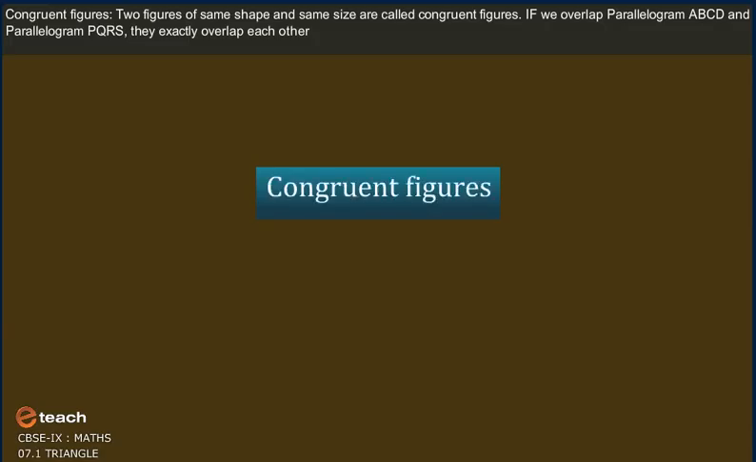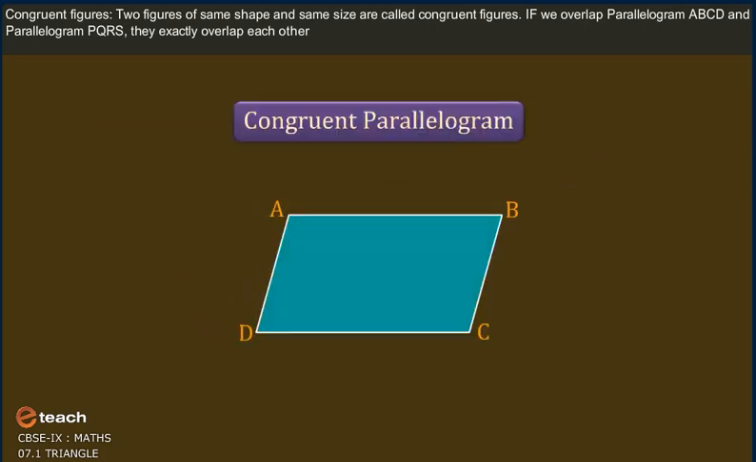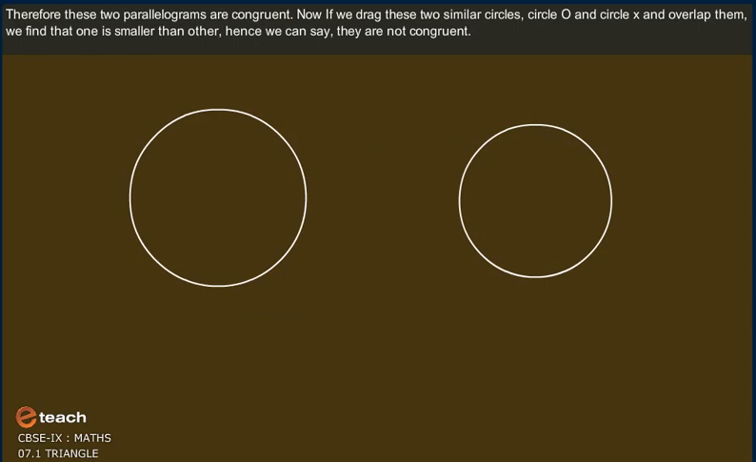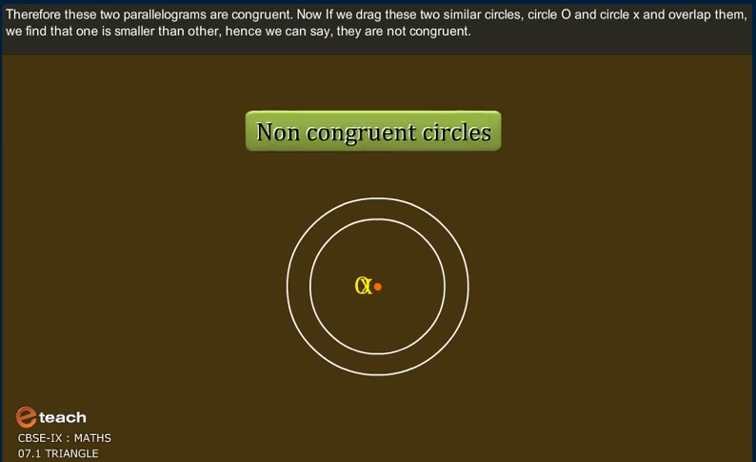Now, congruent figures. Two figures of same shape and same size are called congruent figures. If we overlap parallelogram ABCD and parallelogram PQRS, they exactly overlap each other. Therefore, these two parallelograms are congruent. Now, if we drag these two similar circles, circle O and circle X, and overlap them, we find that one is smaller than other. Hence, we say they are not congruent.